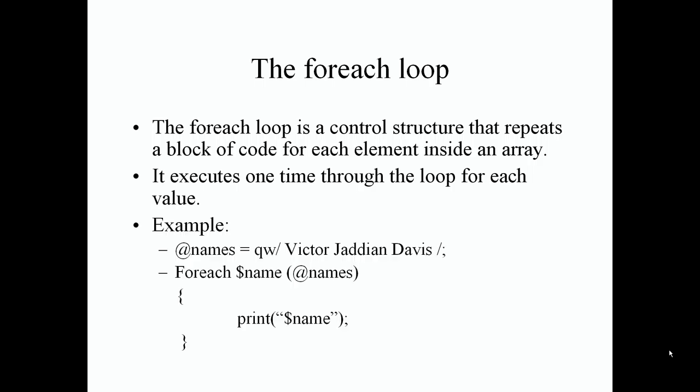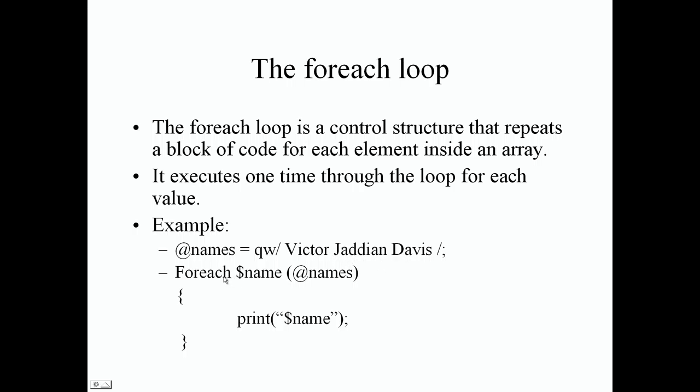So for example, how we set up the structure, we have to define an array first. So we start off with our at character, followed by the array name. I just called it names, and I'm going to assign it some value. So using our qw operator, I passed in three strings, which is Victor, Jaddian, and Davis, separated by spaces.